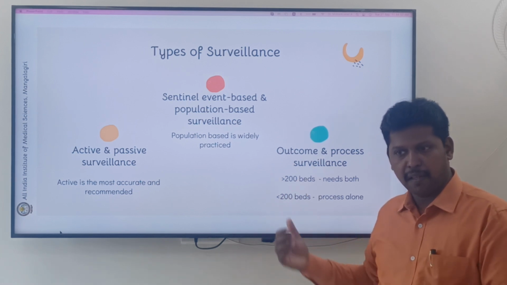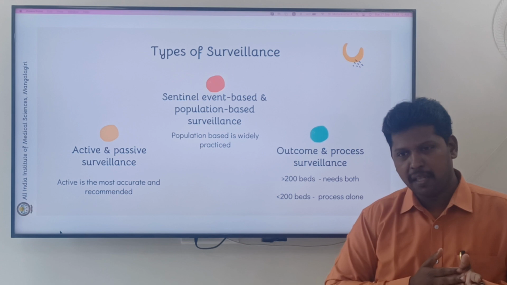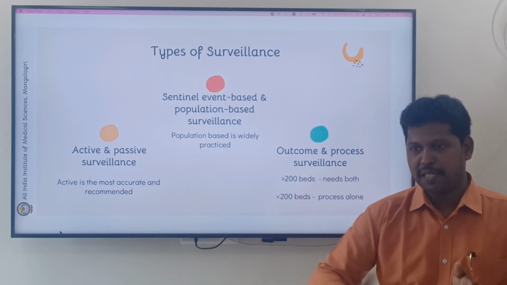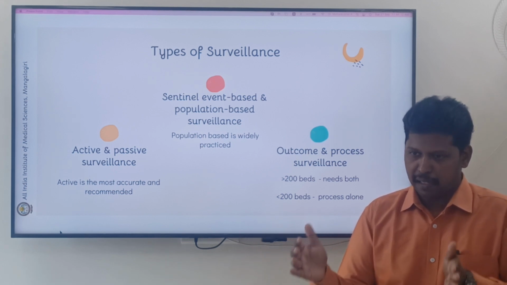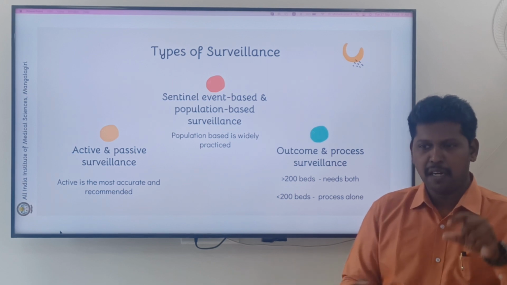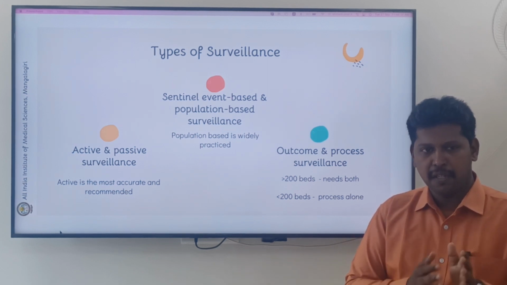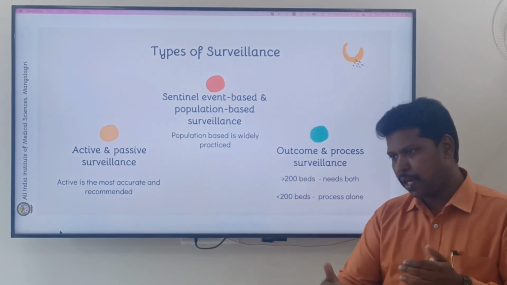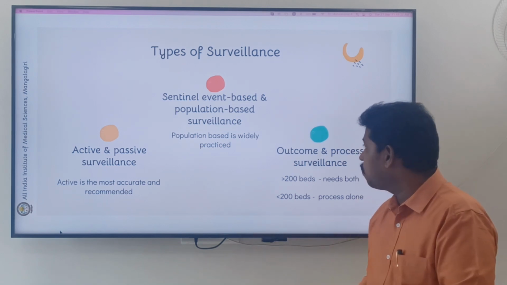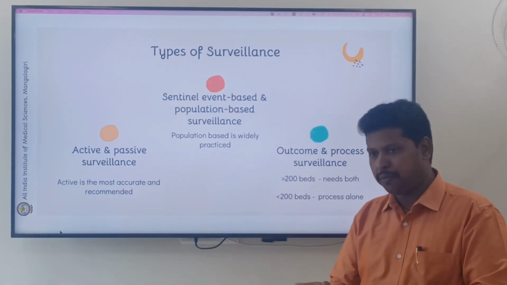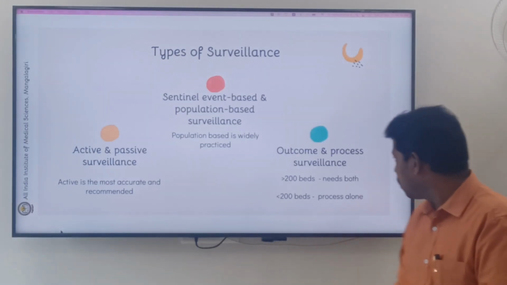Whereas in HAI, in an ICU, catheter days will be calculated for all the patients who have a catheter in the ICU on that particular day. It's not only the persons who have the infection. So the whole population is monitored, and out of them we look for the initiation of HAI. So population-based surveillance is widely practiced.